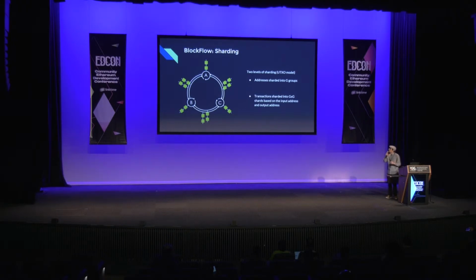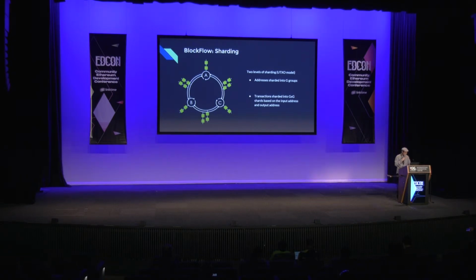Then at the second level, we take transactions and we shard them into G times G groups based on their input and output addresses. If you look on the left side, you see a little graph as an example. Here we have 3 groups, A, B, and C. The transactions have 9 different categories, which correspond to any 2 of these 3 groups, right? That's why we have 9 edges in this graph, and each edge has a unique blockchain, right?